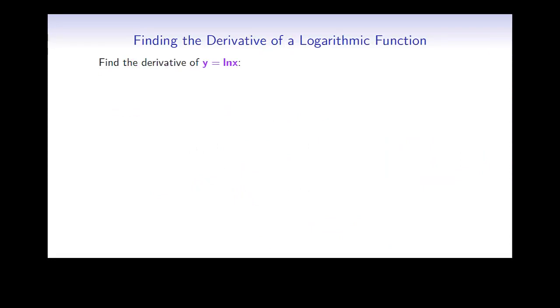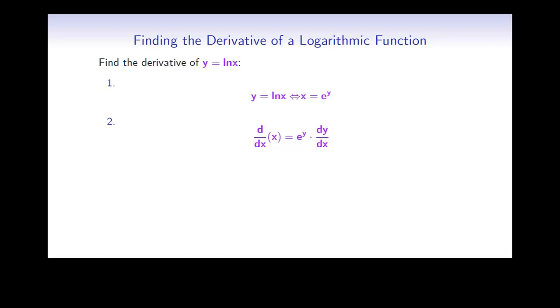Here, we learn how to find the derivative of a logarithmic function. So, we'll find the derivative of y is equal to the natural log of x. First, notice that y is equal to the natural log of x if and only if x is equal to e to the y. This is the inverse function relationship. Now, the equation x equals e to the y can be implicitly differentiated with respect to x.